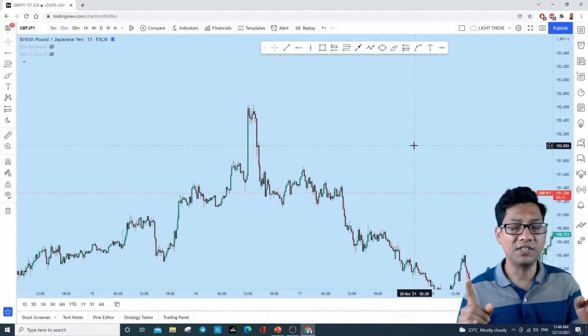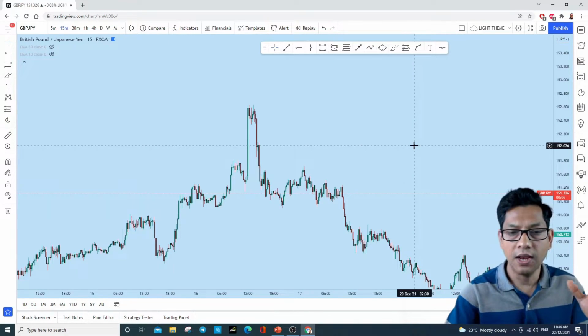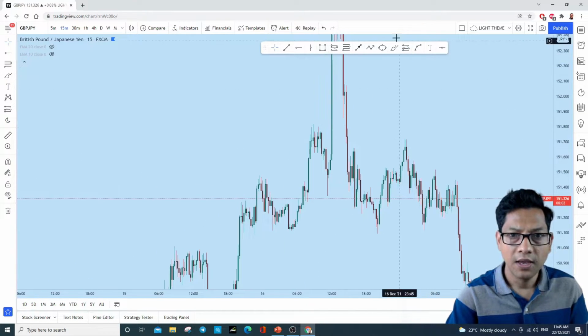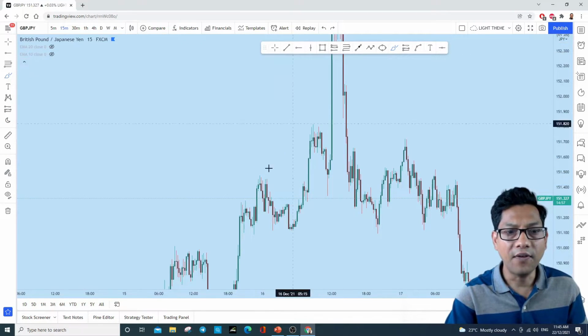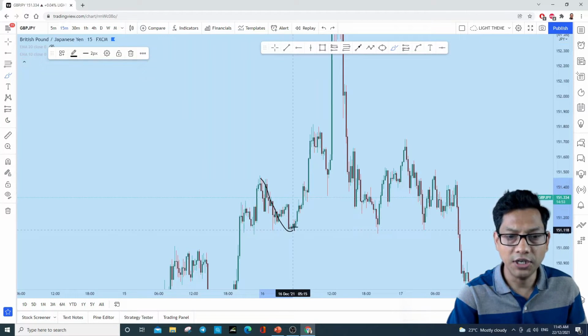Okay guys, so first let's consider this scenario on GBP JPY in a 15-minute chart. Now look at this chart here. First of all, what you see is that there is a double top here. This is a clear double top, and after this double top, what happened? The trend didn't change much. It went up again and created another double top here. There is another double top here.